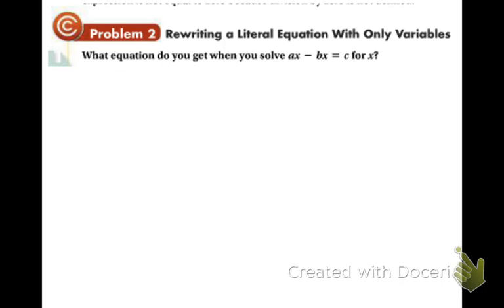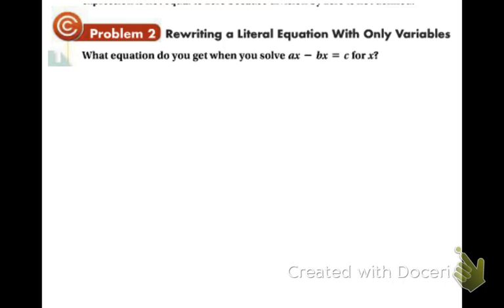Alright, problem number 2. We are going to take it up to level 2. It's like going from easy mode to normal mode for our video gamers. So now we're rewriting a literal equation with only variables. This might be more difficult because now you're probably wondering, ax, bx, c, what's going on here?